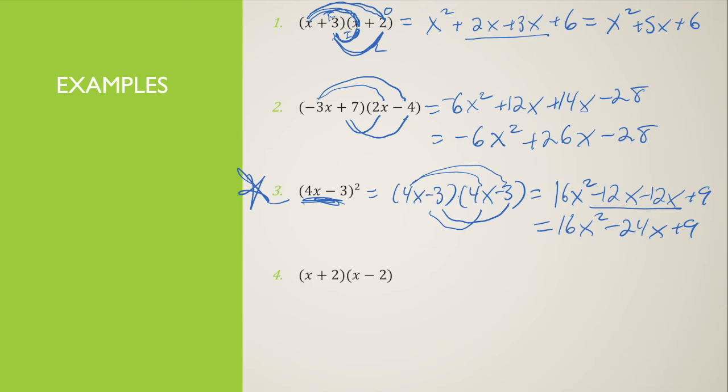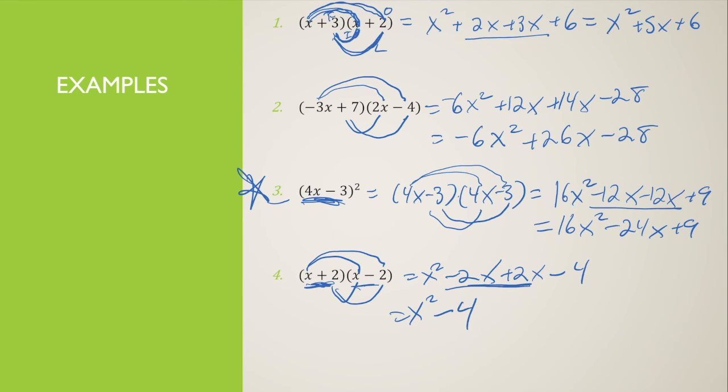In example 4, you'll see something we're going to learn about later. They're called conjugates. If I have x plus 2 and x minus 2, those are conjugates, and you're going to see something special happen. So let's take a look. x times x is x squared. x times a negative 2 is a negative 2x. 2 times x is a positive 2x. And 2 times negative 2 is a negative 4. When I combine like terms, my middle terms cancel out because their coefficients are additive opposites. So I'm left with x squared minus 4 as my final answer. And that's going to happen whenever we have conjugates.